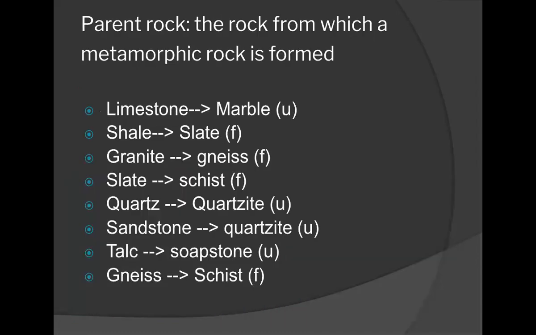And then there's what is known as a parent rock. A parent rock is the rock from which a metamorphic rock is actually formed. So marble formed from limestone, slate from shale, gneiss from granite, schist from slate, quartzite from quartz, quartzite from sandstone, soapstone from talc, and schist from gneiss. Note that you see some of them on one side and the other because metamorphic rocks are formed from another rock, whether it is sedimentary, metamorphic, or igneous.